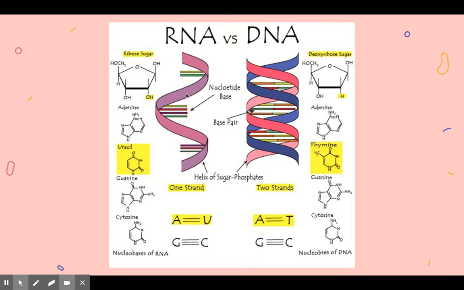RNA is only one strand, okay? So you'll see here we have our double helix as my DNA, and just a single strand of RNA. So RNA is going to be just one strand. They both have base pairs in the middle, but RNA will only have them on one side.